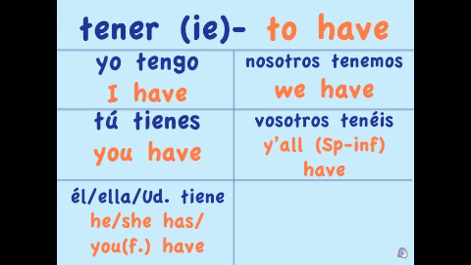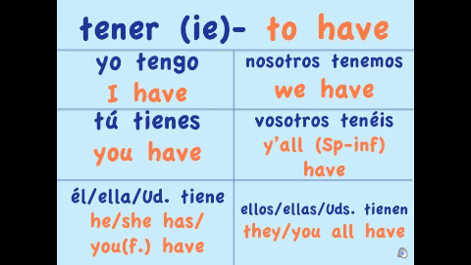The vosotros form of tener in the present tense is tenéis. Vosotros tenéis. Notice there's an accent over the second E and no stem change. This is you all, Spain informal, have. The ellos, ellas, ustedes form, or third person plural, is tienen. Ellos tienen, ellas tienen, or ustedes tienen.